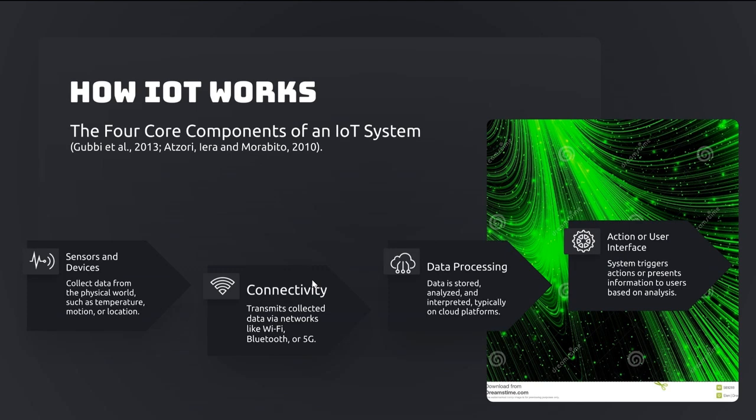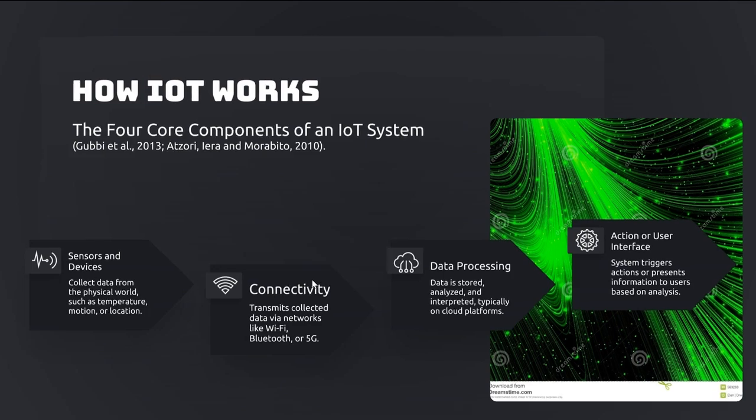IoT systems function through a multi-layered architecture that allows devices to sense their environment, transmit data, analyze information, and perform automated actions. While the basic model includes sensors, connectivity, processing, and output, real-world IoT systems often involve several interconnected layers.